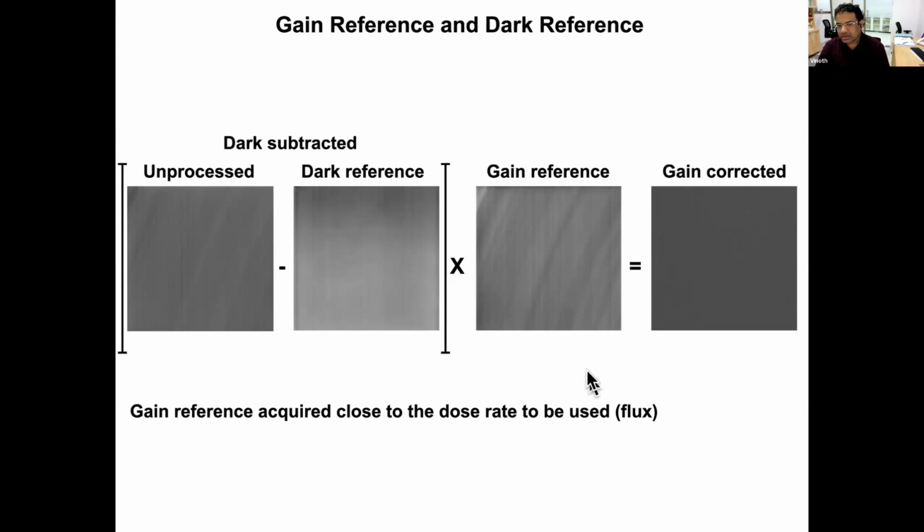And this gain correction dose has to be close to what you are using. Okay, so this is not the cumulative dose, which is the total dose that is deposited on the sample, but more the electrons per pixel per second. So that's very important.